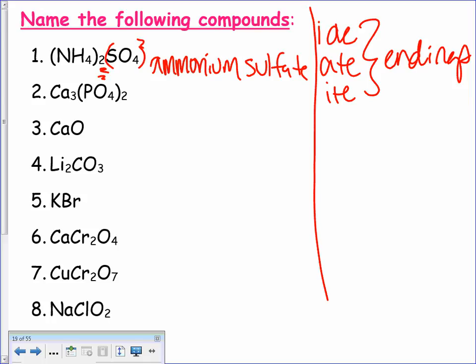The -2 that was sulfate's charge. Okay? So the subscripts don't just appear magically. They do have a reason for being there.